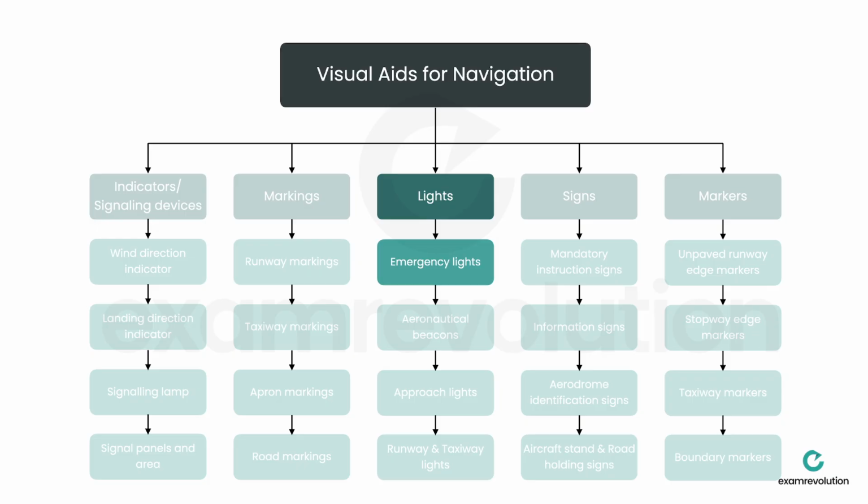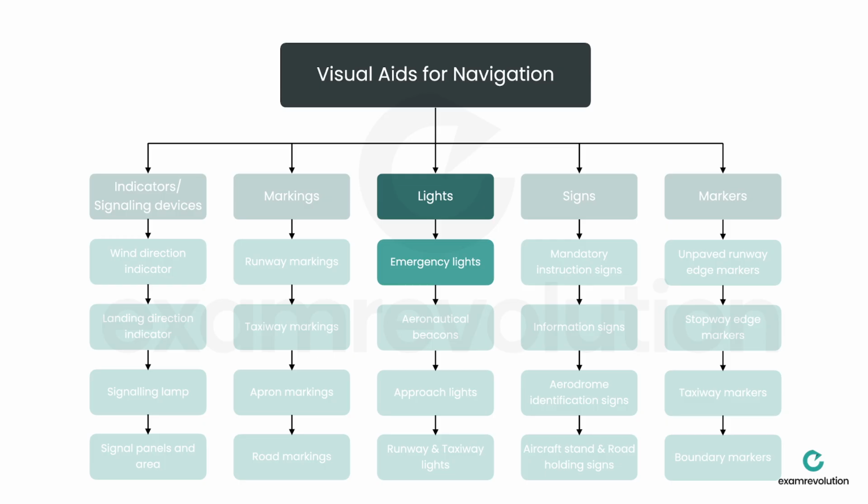So let's quickly recap on where we are in your ICAO Annex 14 journey so far. By now you must know what the different indicators and signaling devices are, how they work, what they look like. We've also already covered the different markings that you get, the different runway markings, taxiway markings, all the painted lines basically in and around the aerodrome.